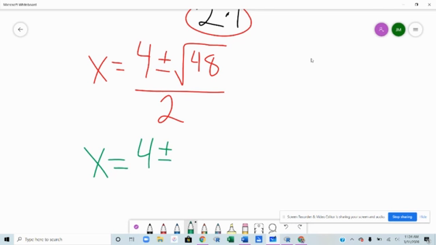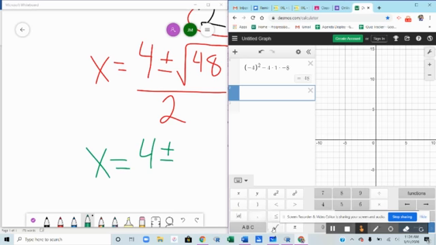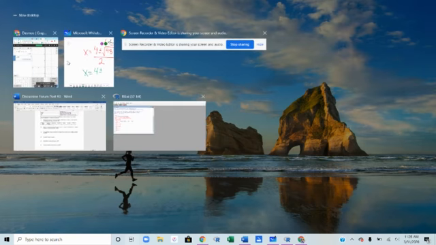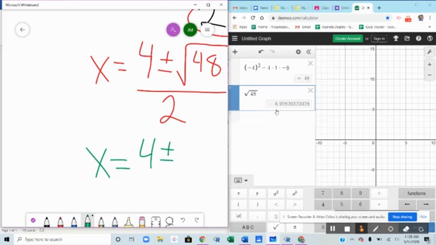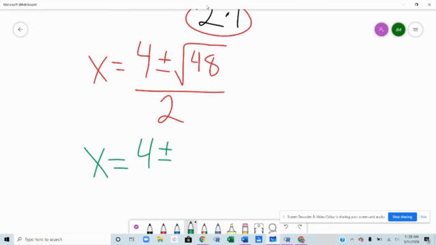So we keep 4 plus or minus, and we can come back to Desmos, and we're going to figure out what the square root of 48 equals. Now, anytime you get decimals, I need you to round to hundredths, which remember, hundredths is 2 decimal places. So we're going to say 6.93 because this 8 makes it round up. That's what the square root of 48 equals. And then all divided by 2.